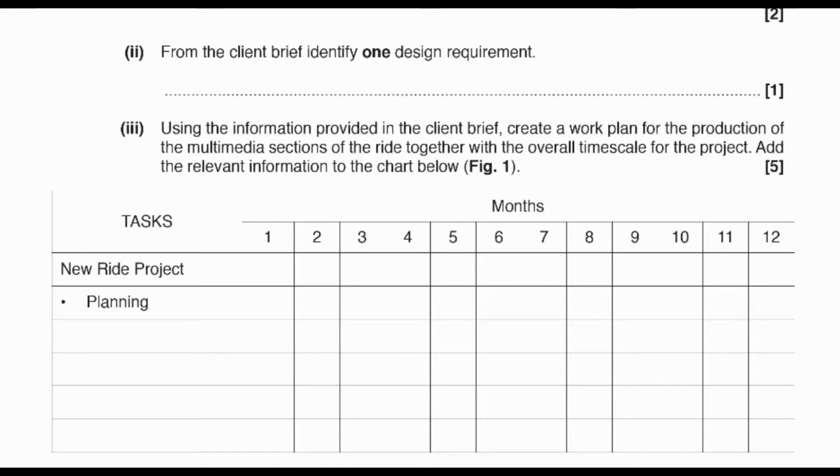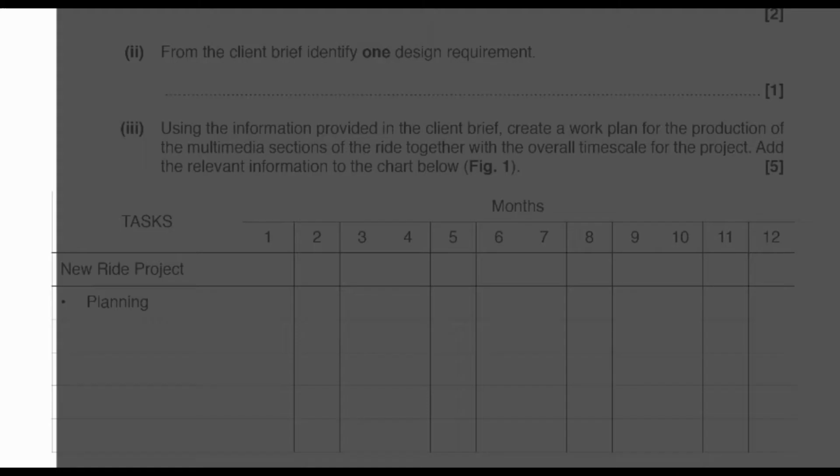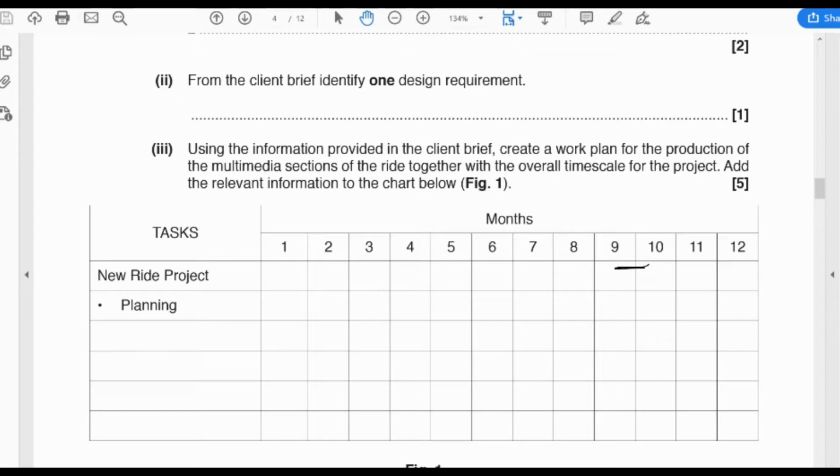So first things first, it says it's going to take 10 months to plan and then create, and it says each of the multimedia sections are going to take 2 months. So first things first, we need to colour in the first 10 months for the whole project. So if I just quickly go onto my screen share, I can colour in the 10 months. It's not going to be the best shading, but it doesn't really matter as long as it's clear.